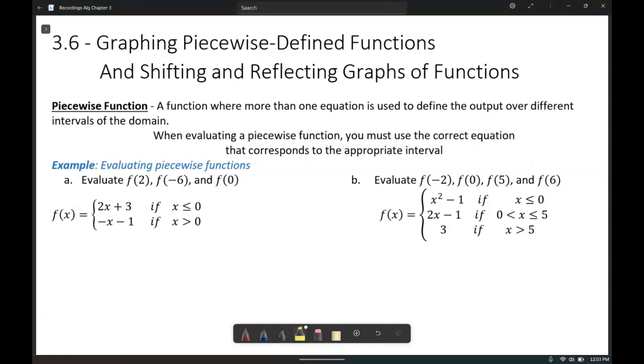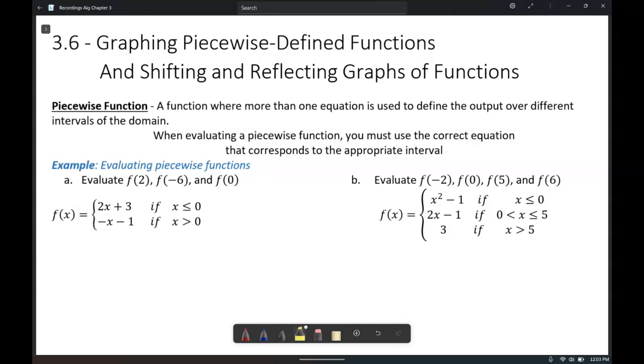Now we're going to take a look at section 6, which is going to be two parts. The first part being graphing piecewise defined functions, and then the second part will focus on shifting and reflecting graphs of functions.